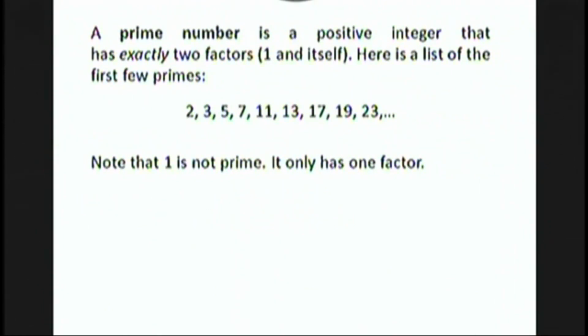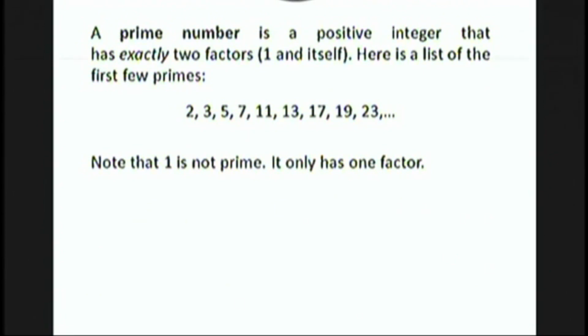A prime number is a positive integer that has exactly two factors, and those factors would be 1 and itself. So here's a list of some of the first few prime numbers: 2, 3, 5, 7, 11, 13, 17, and so on. Note that 1 is not a prime number because it only has one factor.